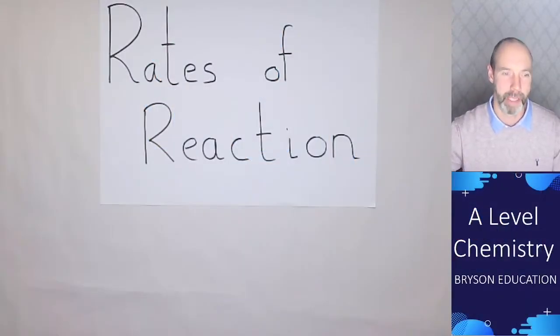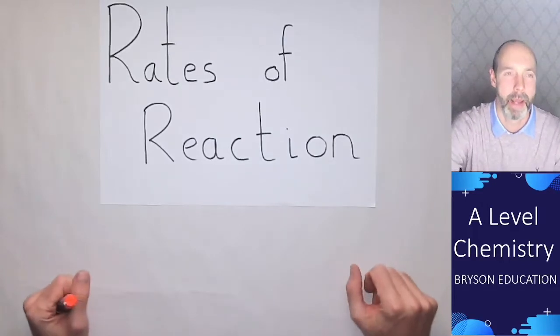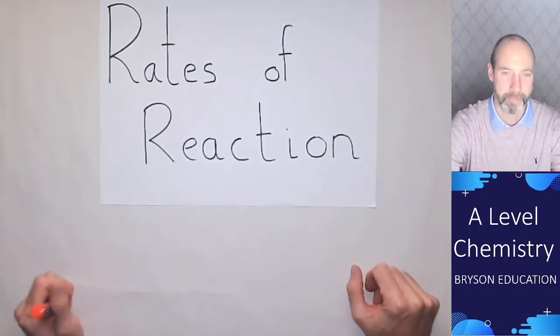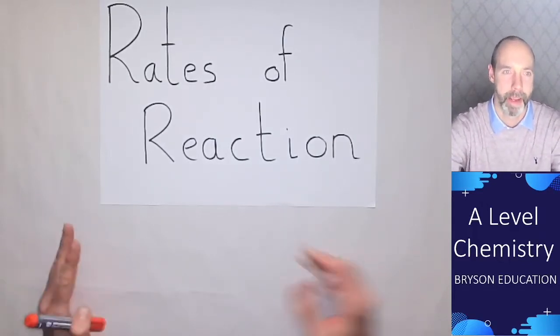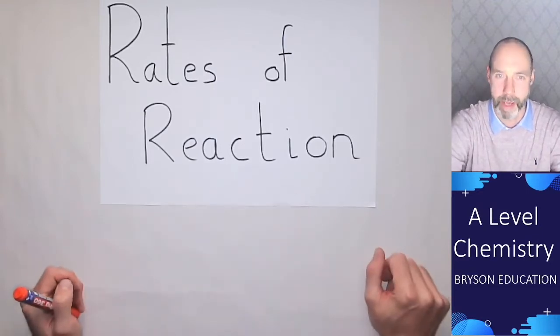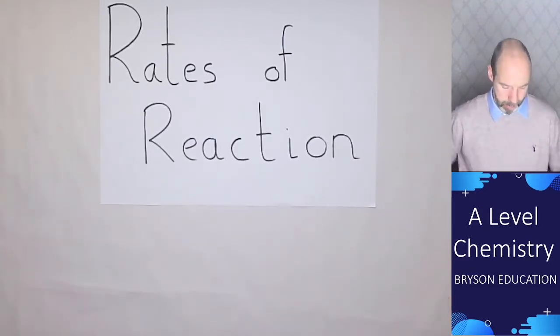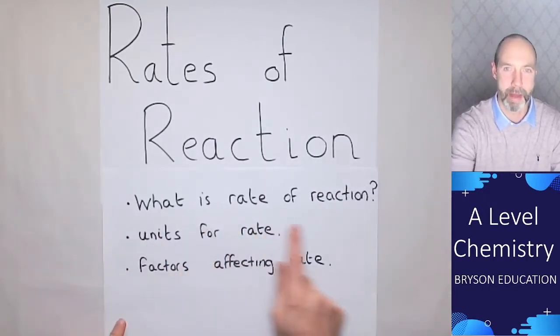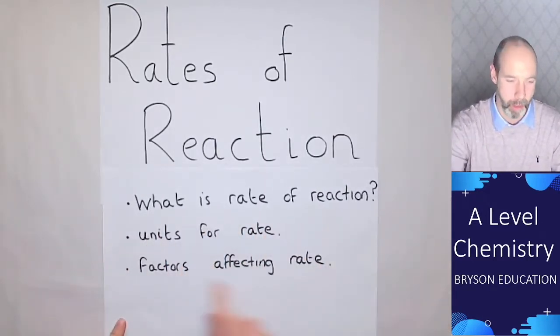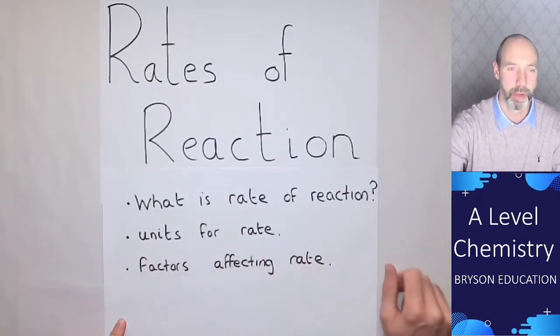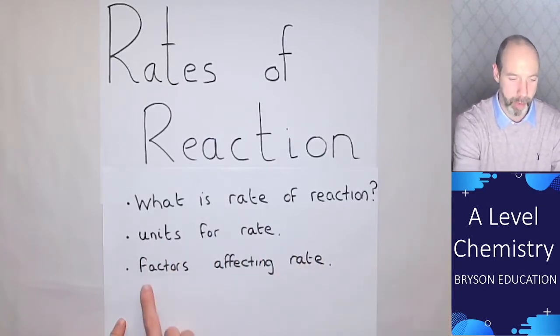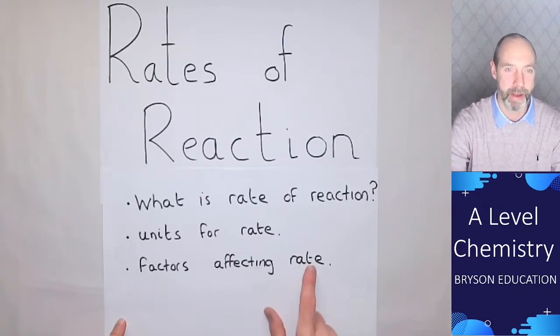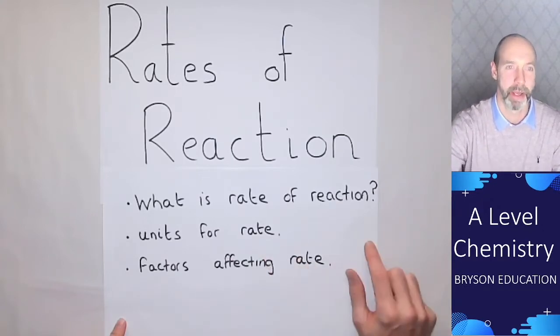So this video is aimed to be a second year A-level chemistry topic, and it's the first lesson in a series, and it's the first lesson on rates of reaction. So we're going to look at these three things. We're going to look at what is meant by the term rate of reaction. We're going to look at units that we can use to measure the rate, and we're going to recall the factors that affect the rate of reaction with an explanation of how and why they do that.